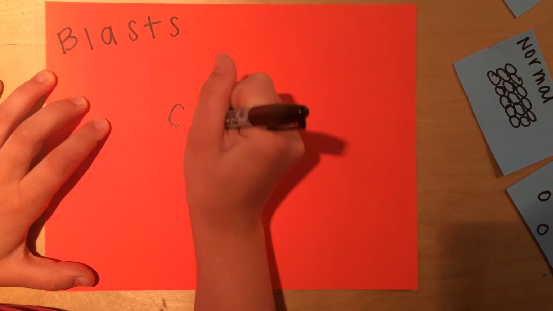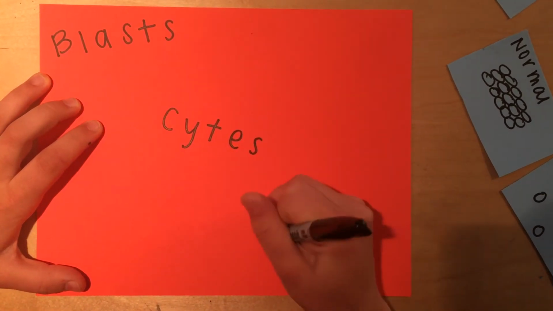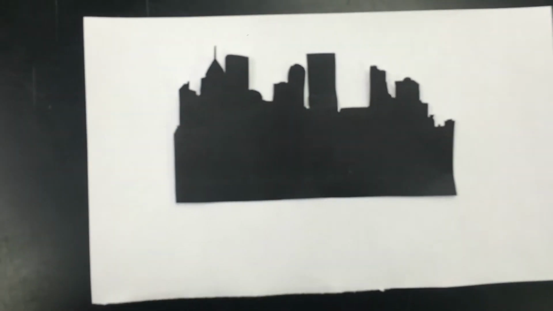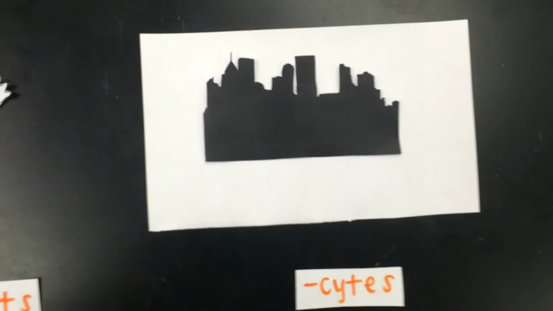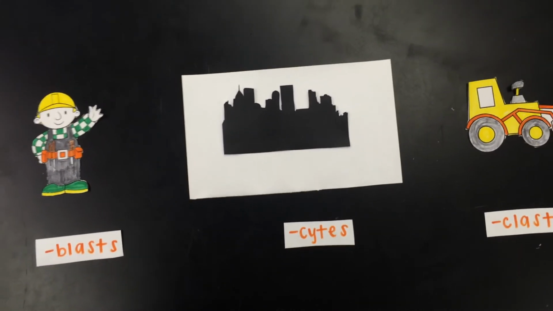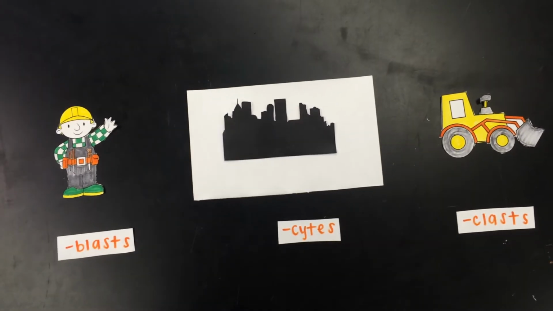Blasts, cytes, clasts. In this segment, we will talk about the three cells that make, maintain, and destroy fibers, cartilage, and bone, using the suffixes of blasts, cytes, and clasts.